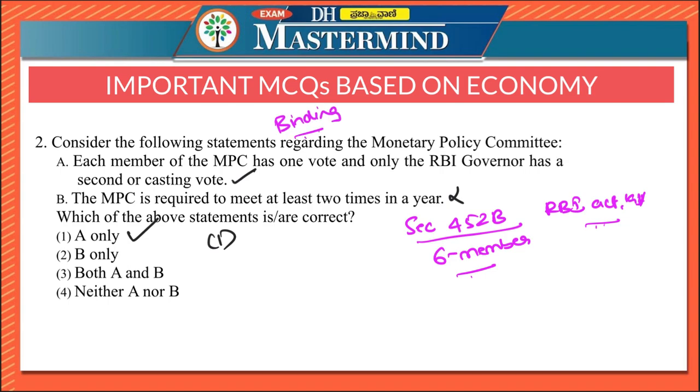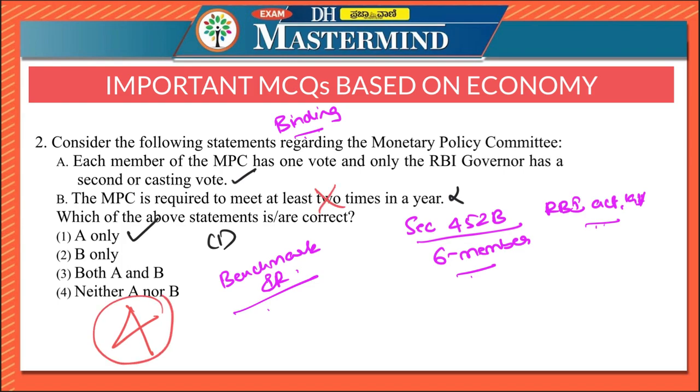The monetary policy committee is responsible for fixing the benchmark interest rate. Usually it fixes repo rate as well as bank rate. The meetings of the monetary policy committee should be held at least 4 times a year. Please remember 4 times, not 2 times.